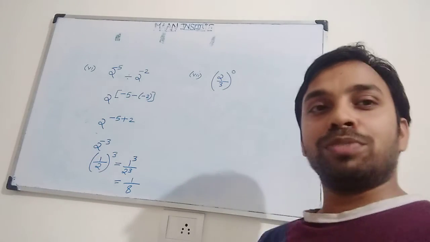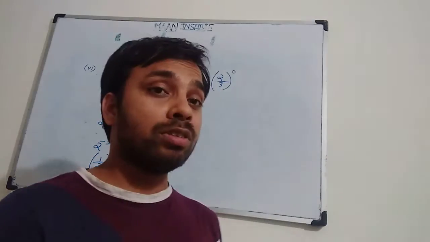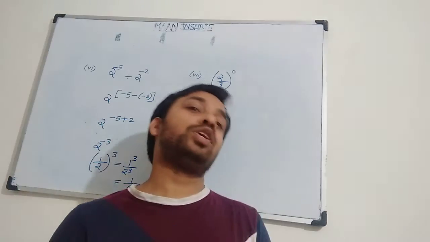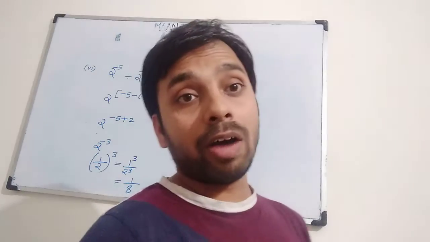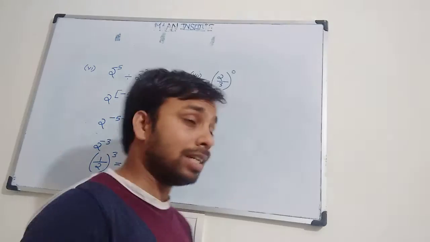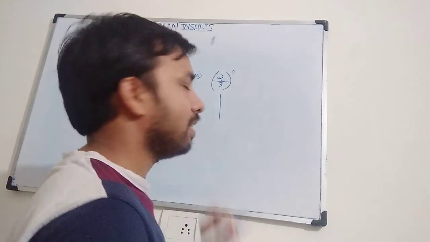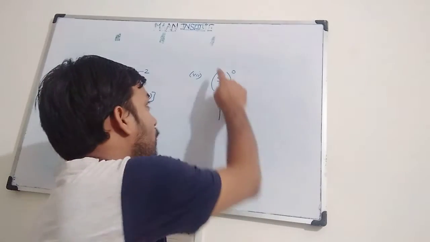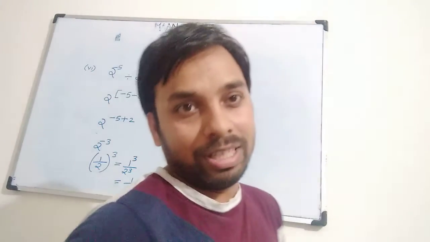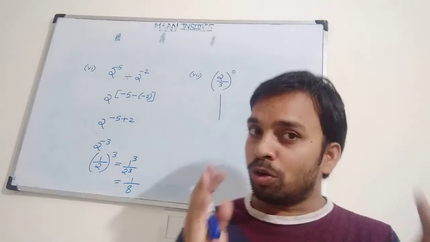Last question based on the last rule. What was the last rule or law? The law was whenever the power of any base is 0, what will the result be? The result is 1. The answer is 1, right? 2 by 3 to the power 0 is 1, right? So these were all the questions for you.